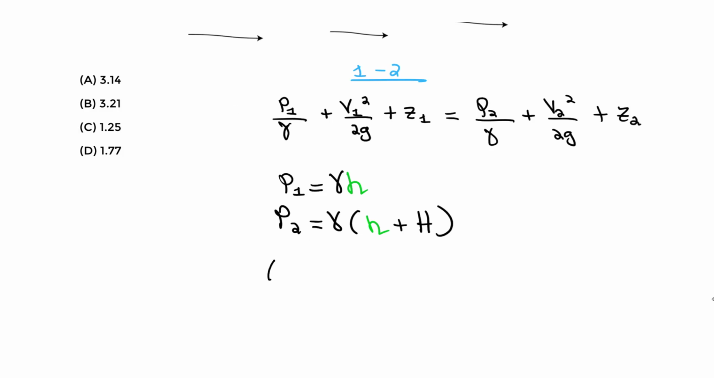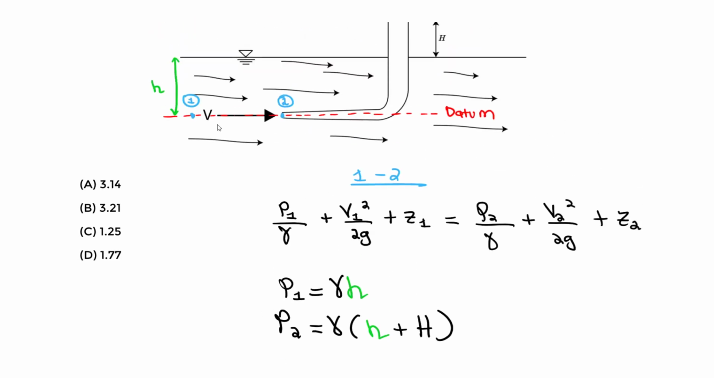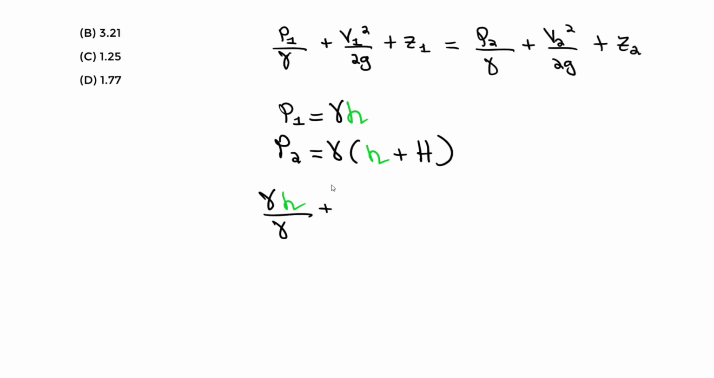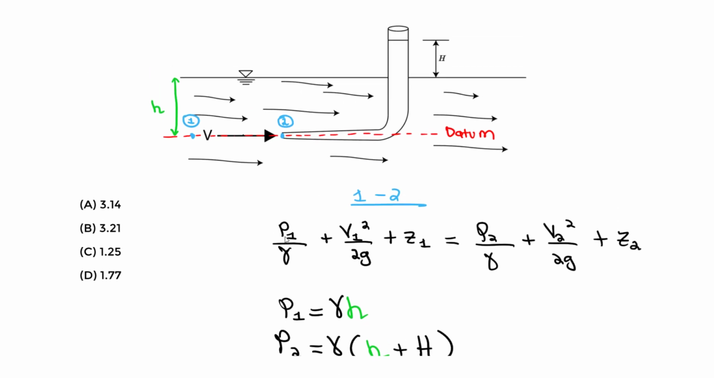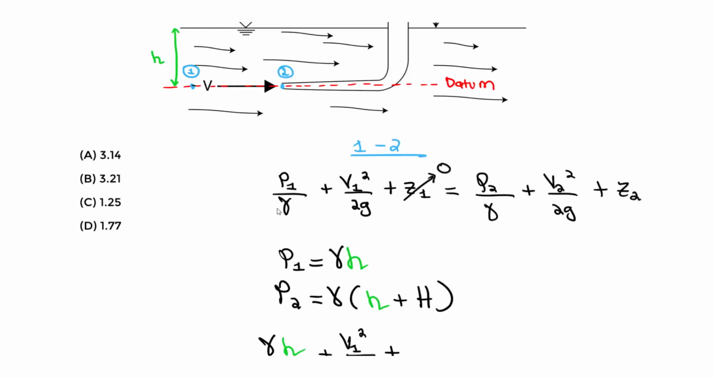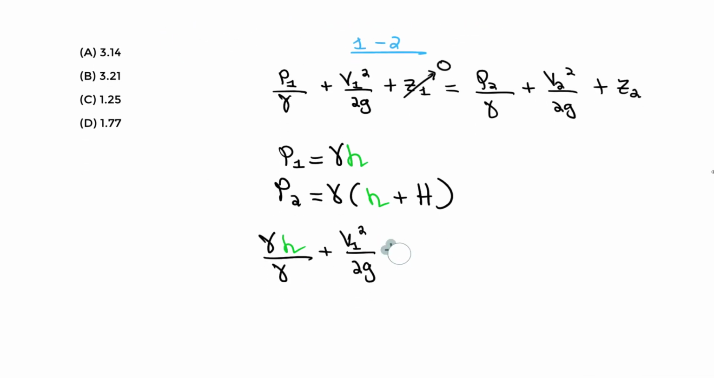So we do gamma times h over gamma plus the velocity 1 squared divided by 2g. So we know we're at 1, we have some velocity, so this is not 0. So we have the v1 squared divided by 2g plus z1. So what's z1 here? Are we above or below the datum? We're not, because we're strictly in line with the datum at point 1. So z here is 0. So we can just eliminate that, right? So we do not have any elevation difference there.